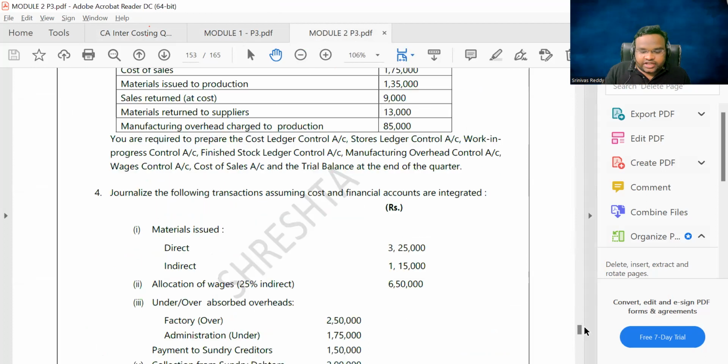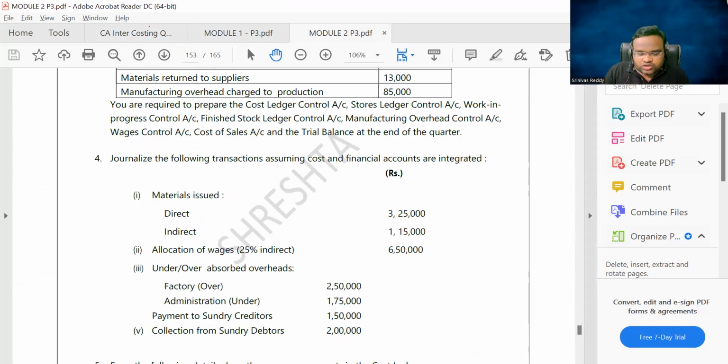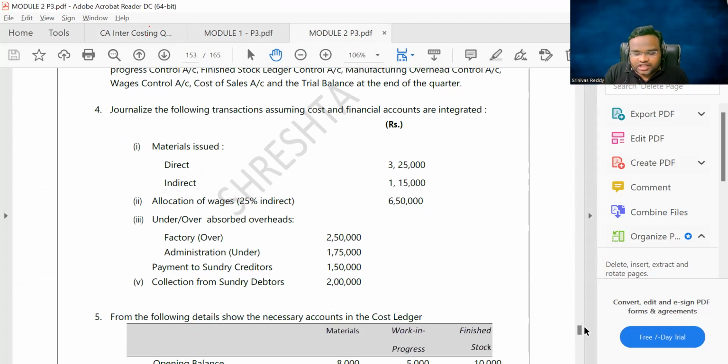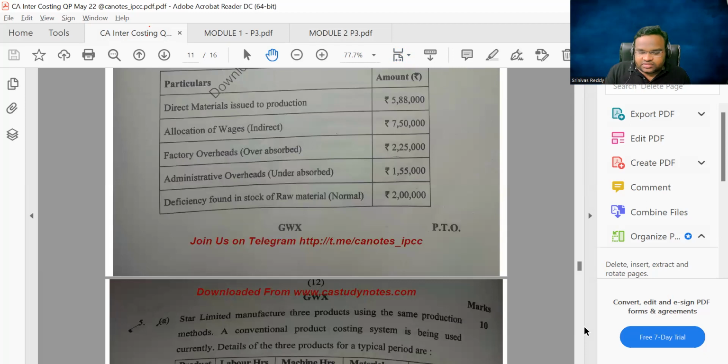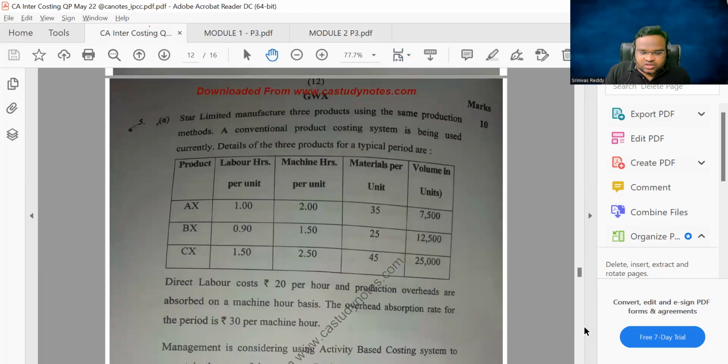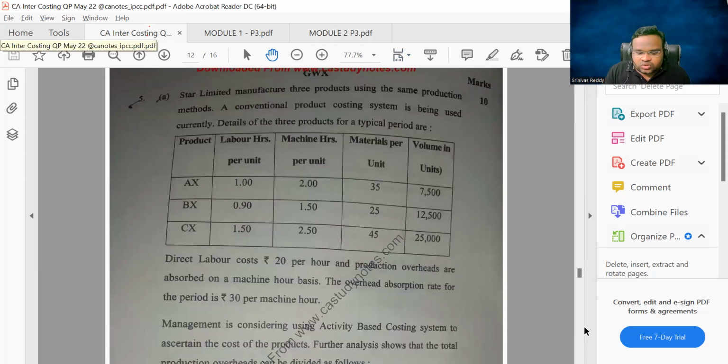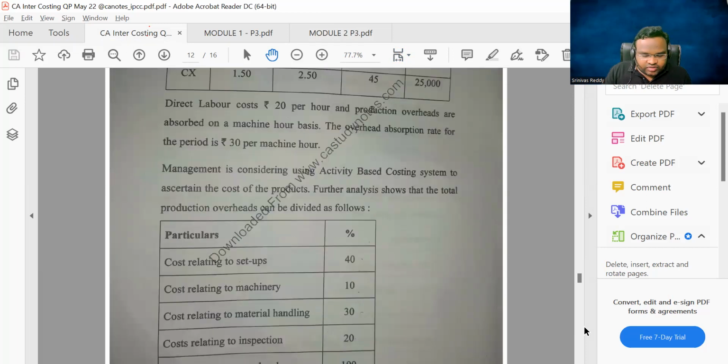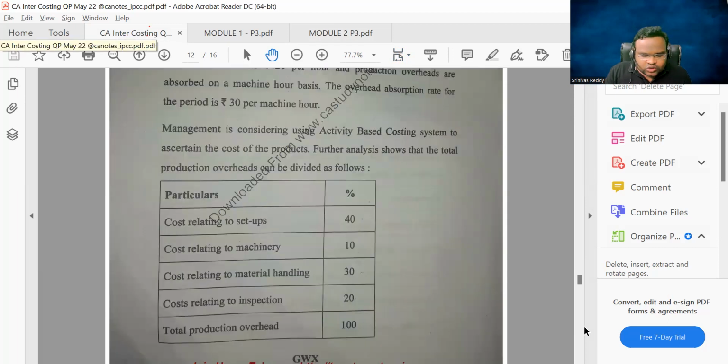So if the accounts are integrated, when the cost accounts and financial accounts are integrated, they're asking us to journalize the transaction. You can see question number 4. Only the deficiency found in stock, we have another question. There you can take that deficiency found in stock for journal entry. Okay. Yes. So 5A.